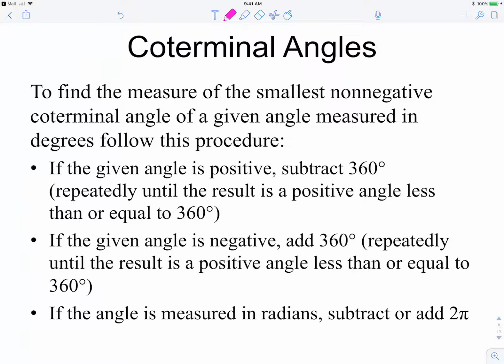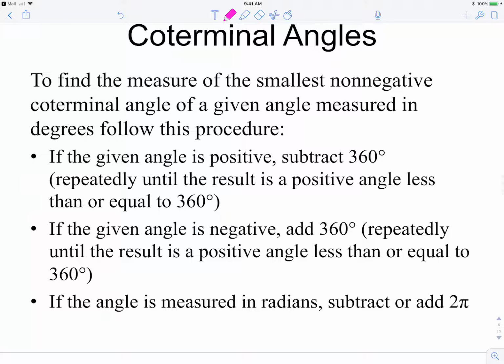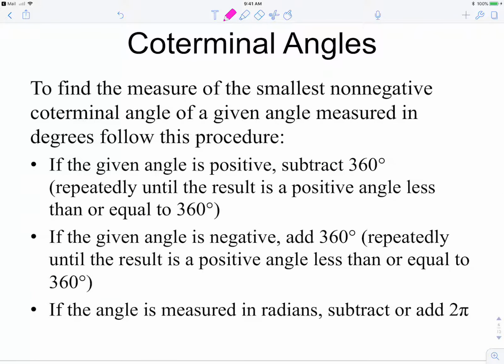Okay, so it's usually helpful for us to find coterminal angles. If an angle is larger than 360 degrees, or if an angle is less than 0 degrees, it's helpful to find its coterminal angle that lies between 0 and 360 degrees to help us use our unit circle to evaluate any of the trig functions at that given angle. So here's our process. If the given angle is larger than 360 degrees, then you can keep subtracting 360 degrees till you're at a coterminal angle that lies between 0 and 360. If the angle is negative, then you can keep adding 360 degrees until you're at an angle between 0 and 360. If you're in radians, then you're adding and subtracting 2 pi.